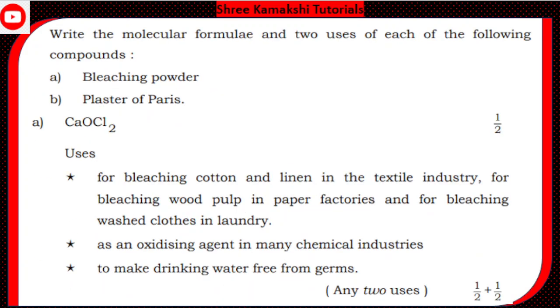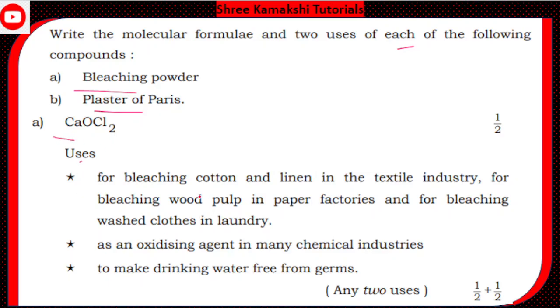The next question is, write the molecular formulae and 2 uses of each of the following compounds. That is, A is bleaching powder and the second one is plaster of Paris. Bleaching powder's molecular formula is CaOCl2.